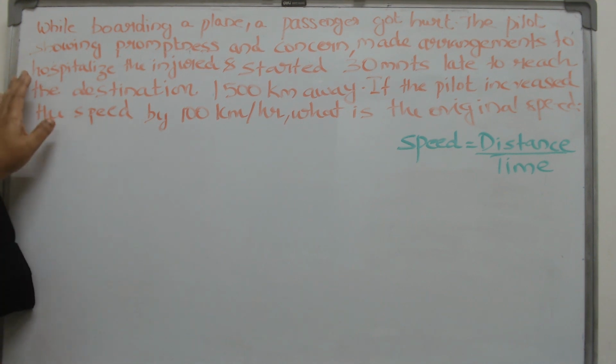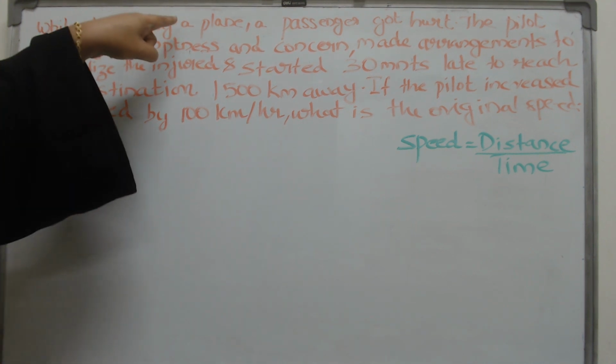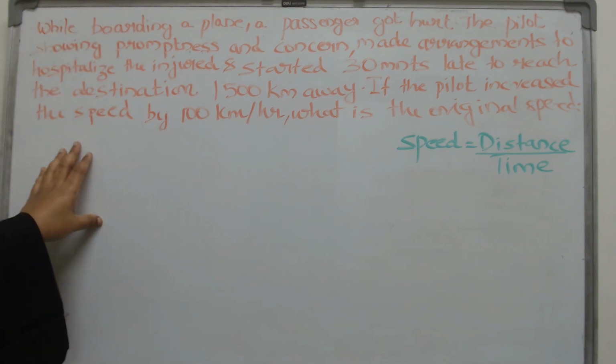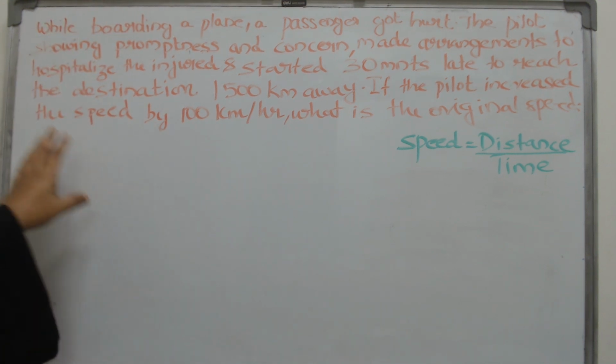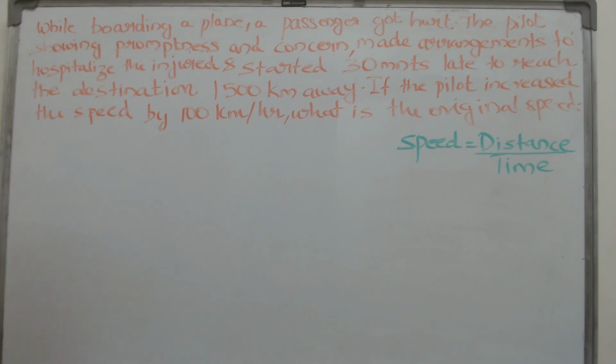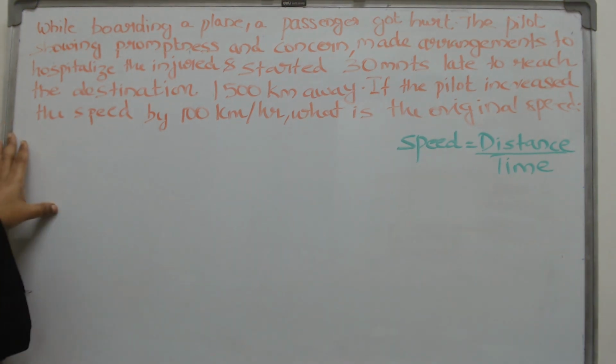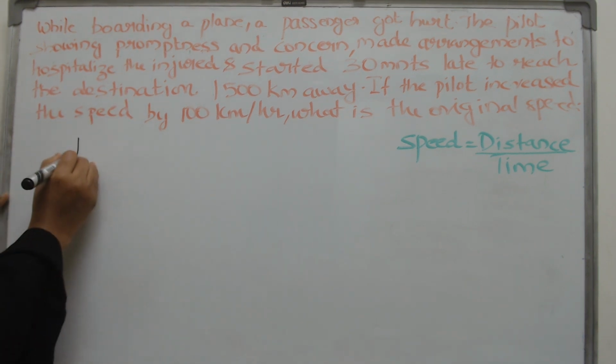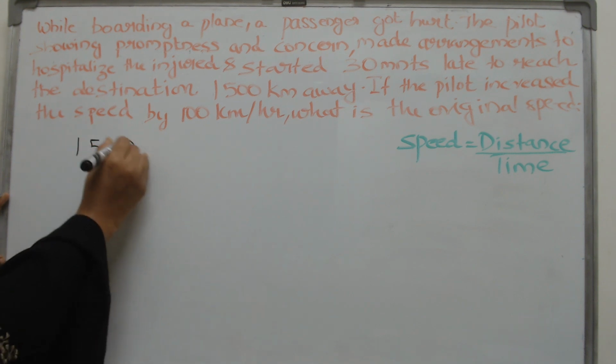Let us find a set of equations to represent the information that we are given here. One look at the question, you can see that it is a speed, distance, time question. How are they related? Speed is distance by time. Now, what does the question say? There is a usual journey which a plane makes. What is the distance? It is 1500 kilometers.